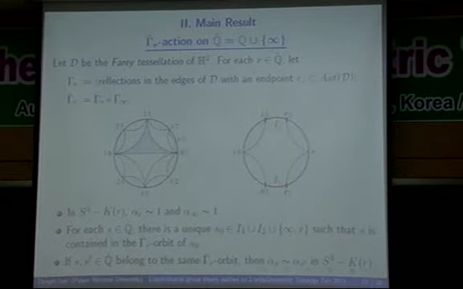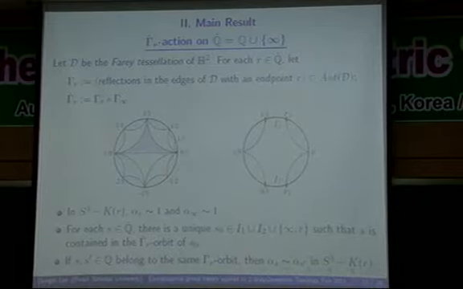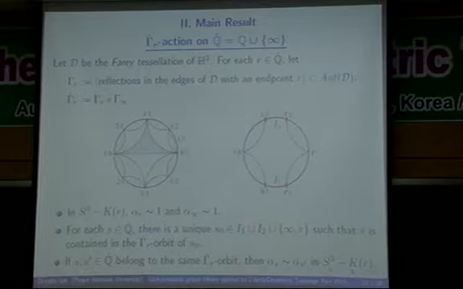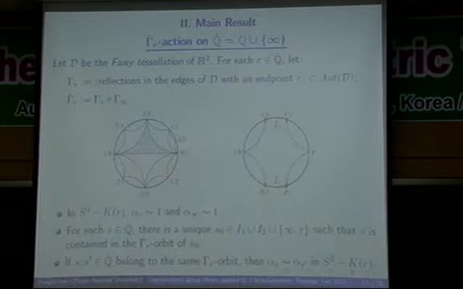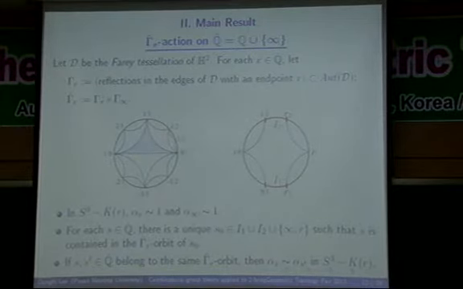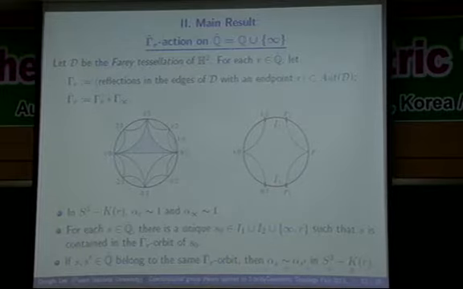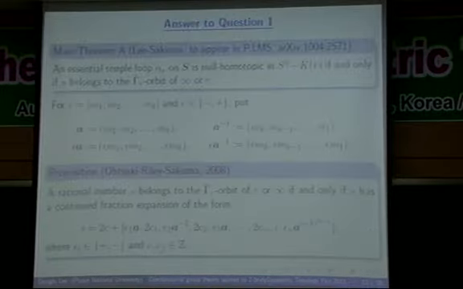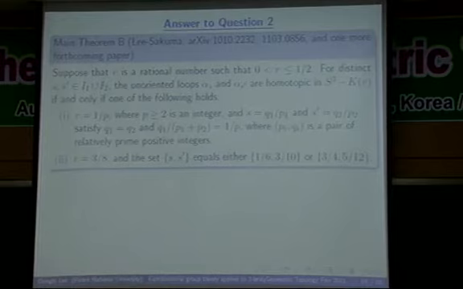well, if you remember this, this is a complete set of representatives for this action, and if two rational numbers belong to the same orbit, then those two essential simple arcs are homotopic to each other. So, well, which implies that it suffices to consider the union of I sub 1 and I sub 2 to answer question 2. That's why we assume S and S prime are contained in the union of I sub 1 and I sub 2.